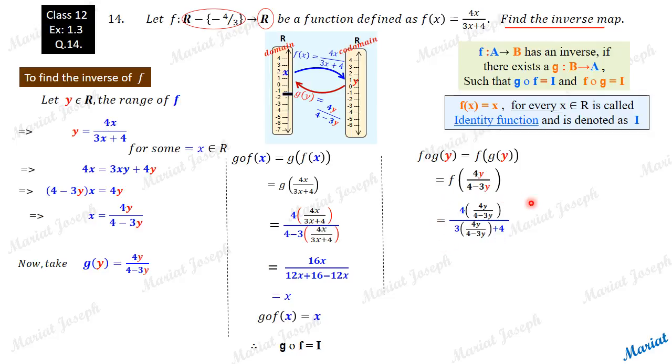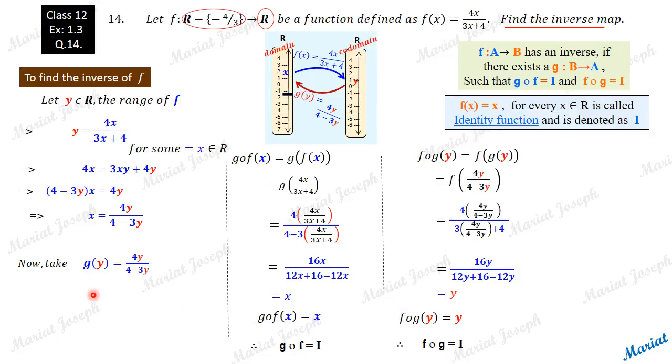Now simplify this. Again, 16y upon 4 minus 3y upon, here taking LCM, the step comes this way. Again, 12y minus 12y is 0, so 16y upon 16 is y. So FOG of y came out to be y itself. FOG of y is equal to y. That means FOG is an identity function.